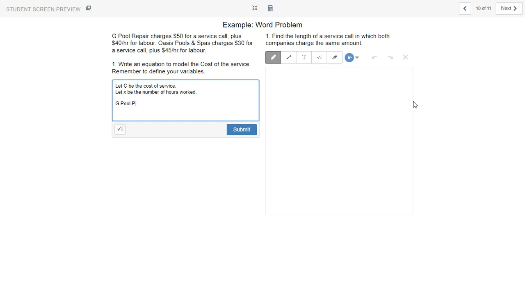So let's talk about G Pool Repair. C is equal to $40 times X plus a flat rate of 50. Next one, Oasis Repairs. We have C is equal to $45 an hour plus 30 as the base cost. Now, since both of these are already equal to C, we can easily solve by substitution by making the two equations equal to each other.